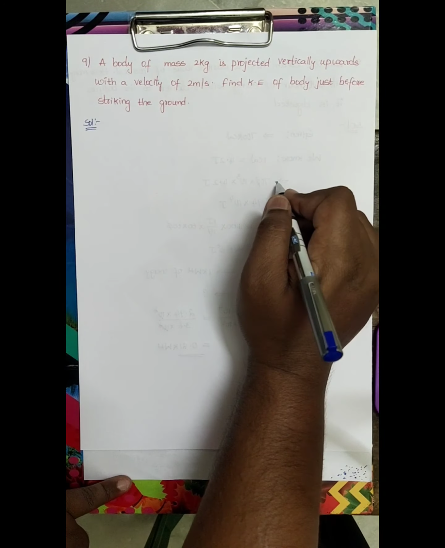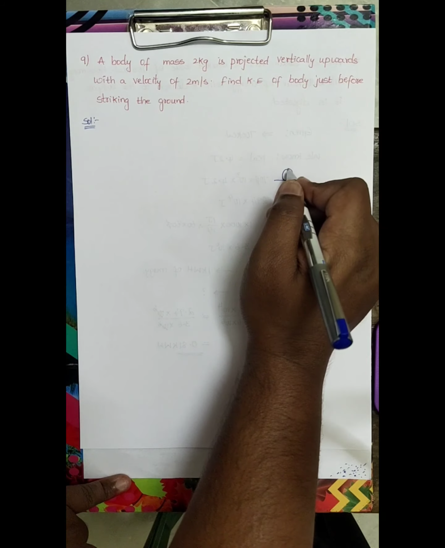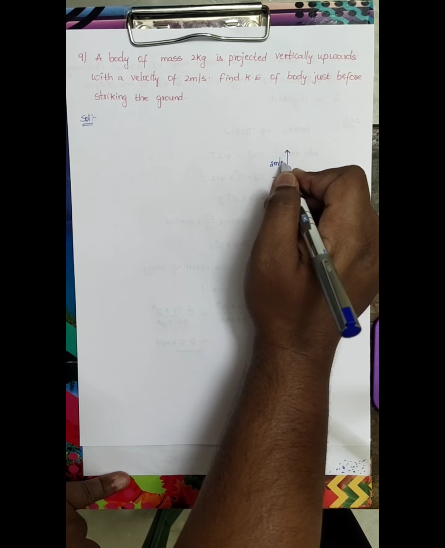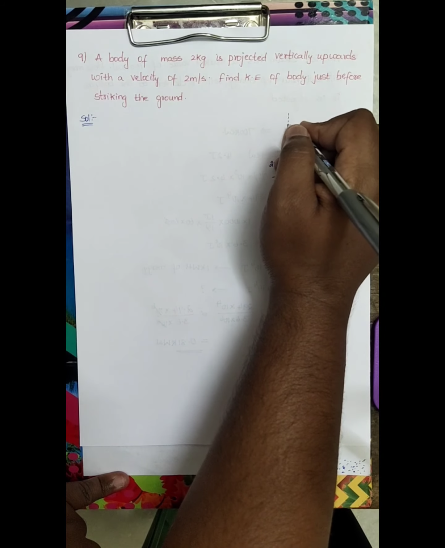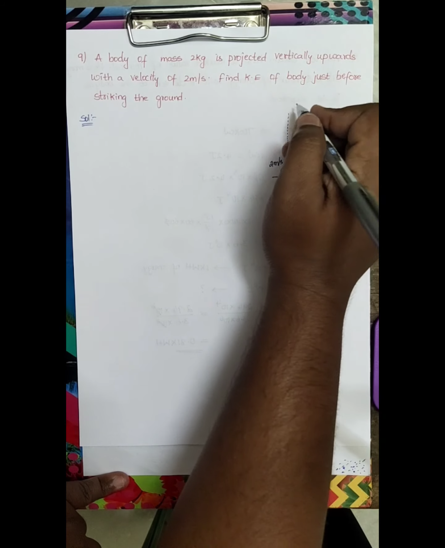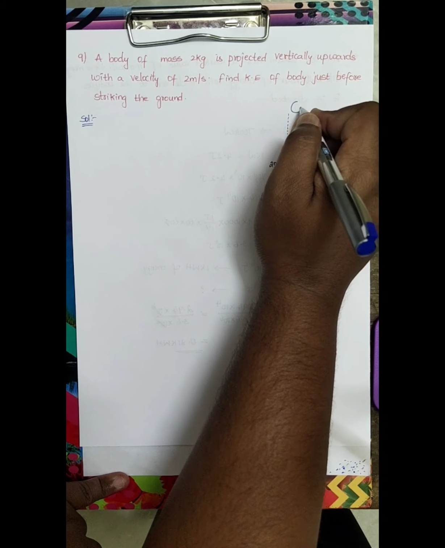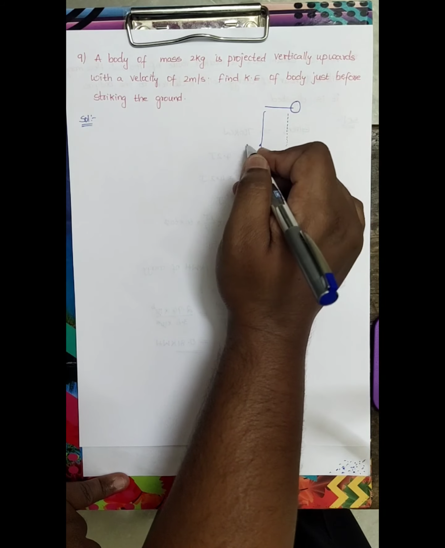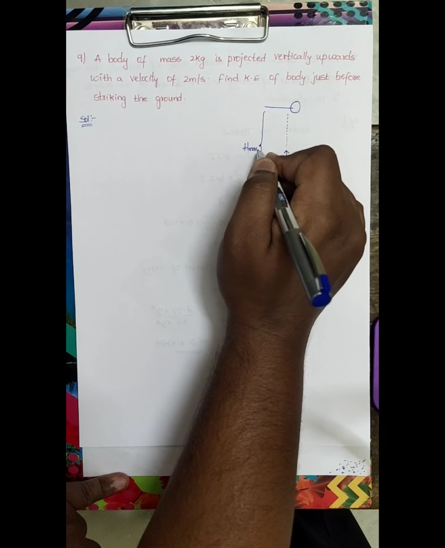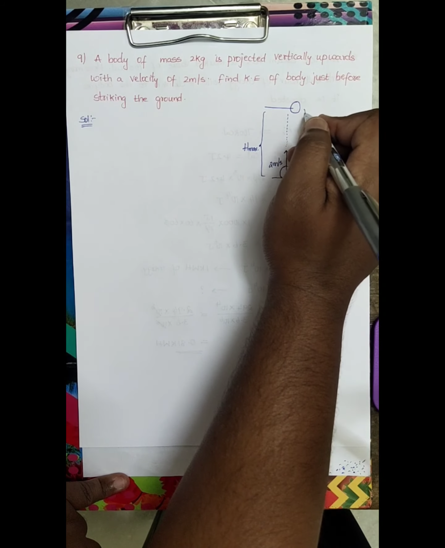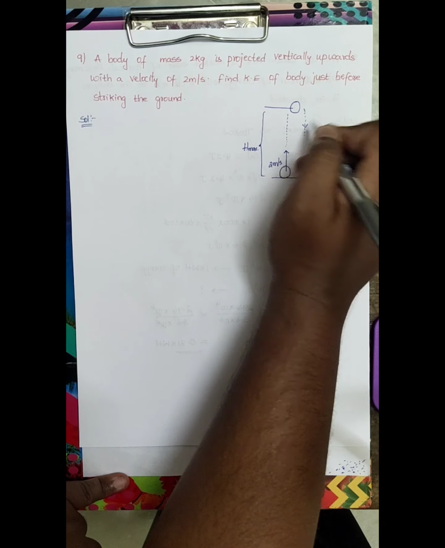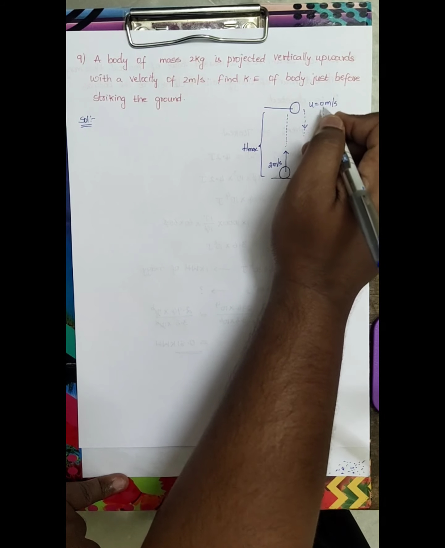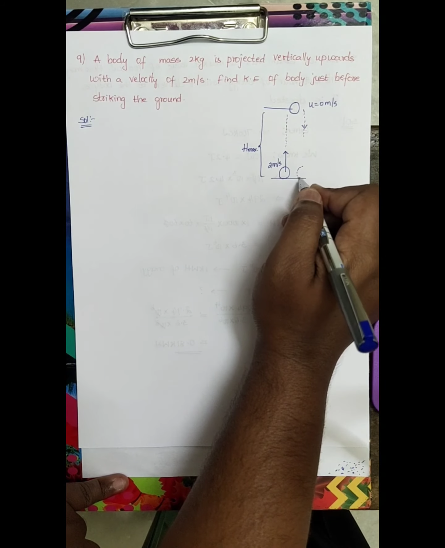First, let us stick to the diagram. He said that a body is projected vertically upwards with a velocity of 2 meters per second. As it moves up, its velocity gradually decreases and it reaches its highest position, that is h maximum, and then it starts falling downward with initial velocity 0, as it is under freely falling condition, and then it reaches the ground.